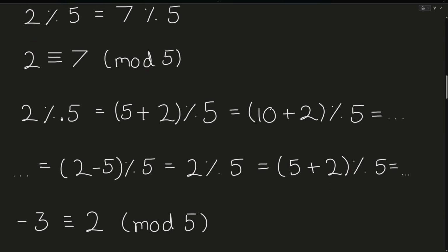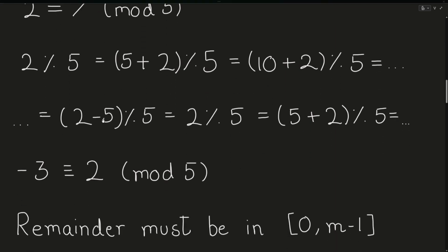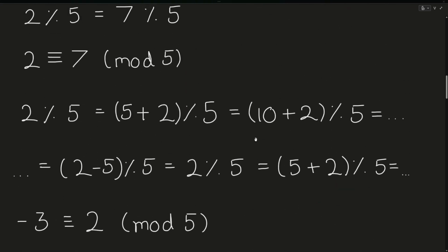Similarly, we can extend this further. So 2 mod 5 is equal to 7 mod 5, which is also (5 + 2) mod 5, which is also equal to (10 + 2) mod 5, which is equal to 12 mod 5. Now, all of these remainders are equal. So let's see what happens if we extend it backward.